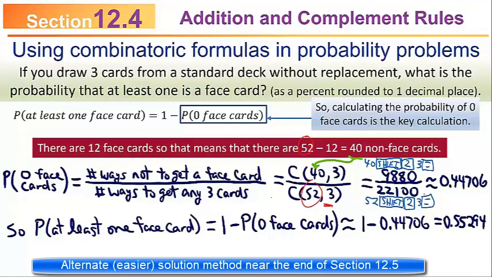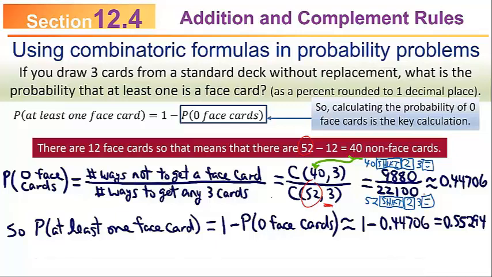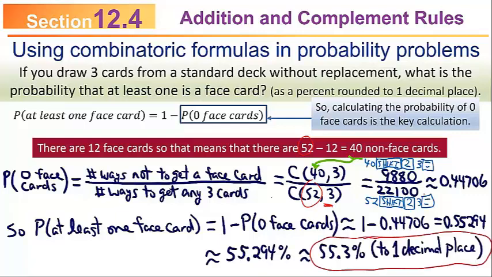You sort of see now why I'm emphasizing how important it is to carry plenty of decimal places. Now change it to percent, which means you move the decimal place 2 places to the right, and finally you round that to 1 decimal place.